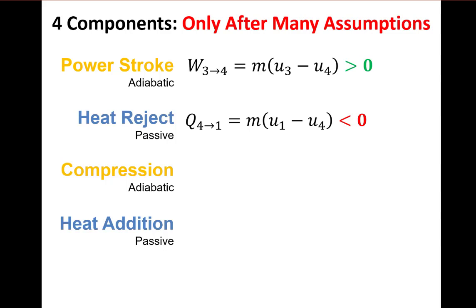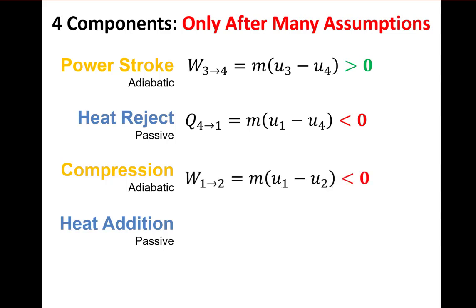So this is going to be m times u at the end of the process minus u at the beginning of the process, right? Just like how for open systems, it was m dot times h out minus h in. For closed systems, it's m times u at the end minus u at the beginning, because this process goes from state 4 to state 1. So we end at state 1 and we begin at state 4.